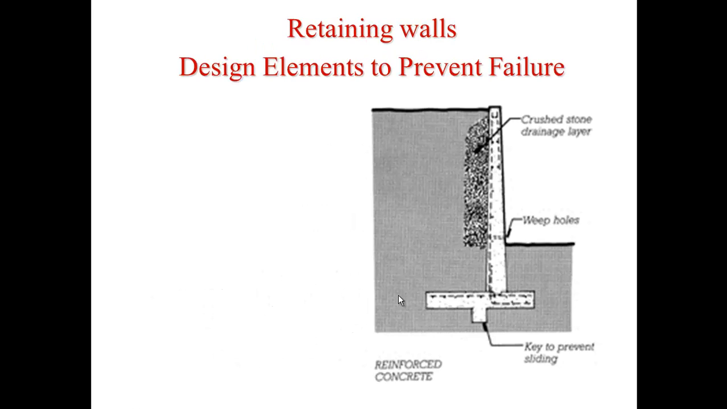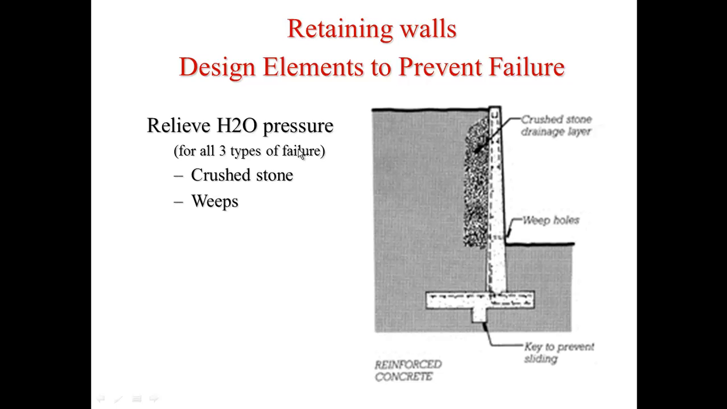Retaining walls: design elements to prevent failure. One thing is certainly a tapered wall structure. It makes it less likely to turn, because the wider it gets at the bottom, the stronger it is and the less likely it is to work against the soils. Water removal using crushed stone in behind. So relieve water pressure with crushed stone and weep holes. Weep holes might be just a drilled hole through here that allows water to escape from behind, because if that freezes and thaws, it's going to cause some movement.